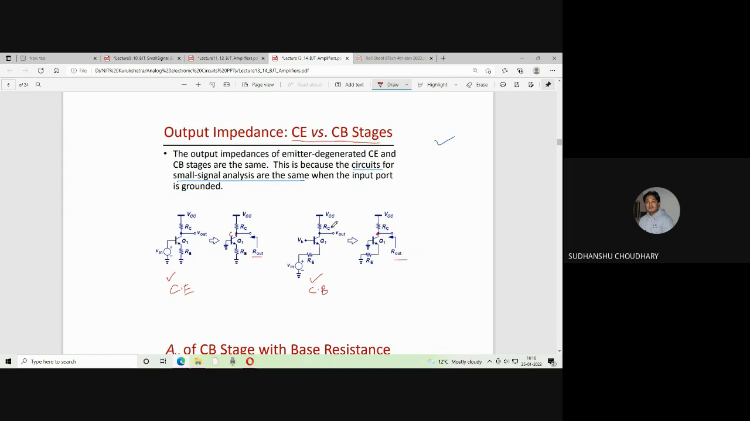Okay. So this portion is similar. In fact, this entire circuit is similar here. That is, the small signal models of common emitter and common base circuits would be same. So because the small signal circuits of common emitter and common base are same, that is why the output impedance is also same.